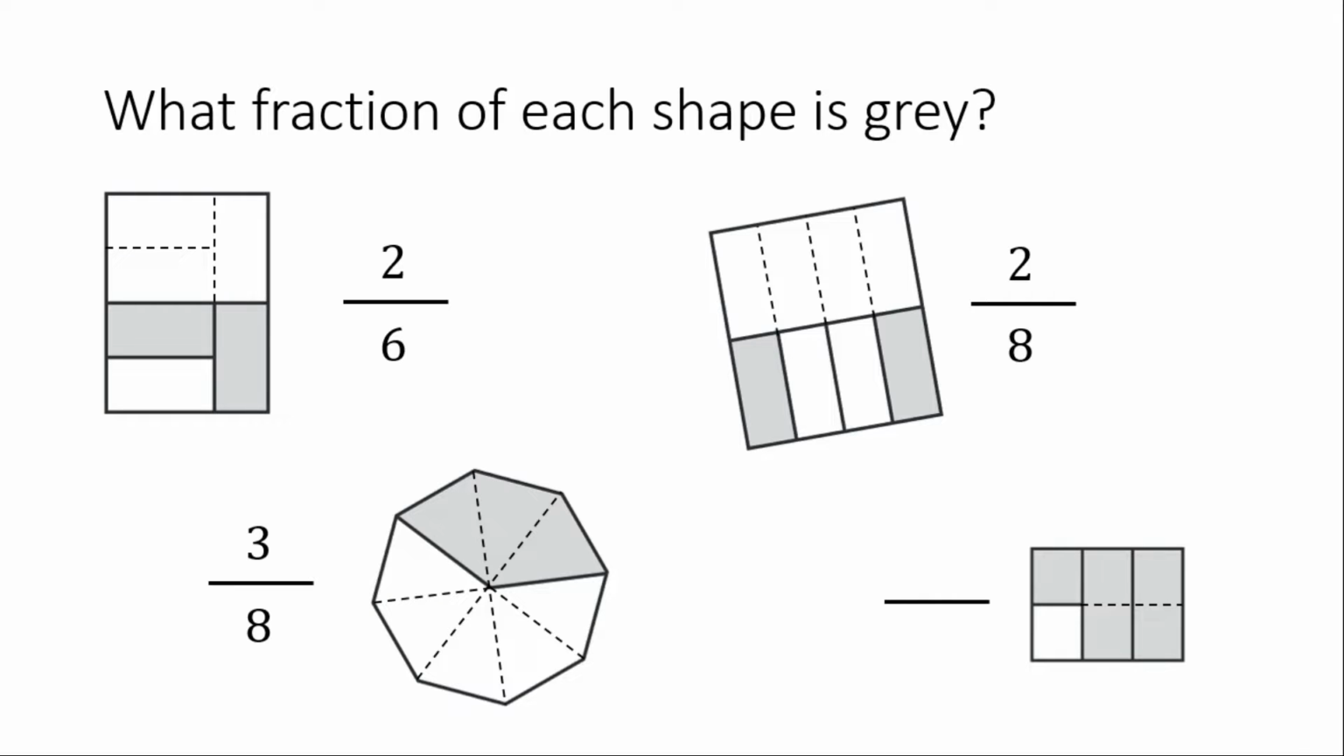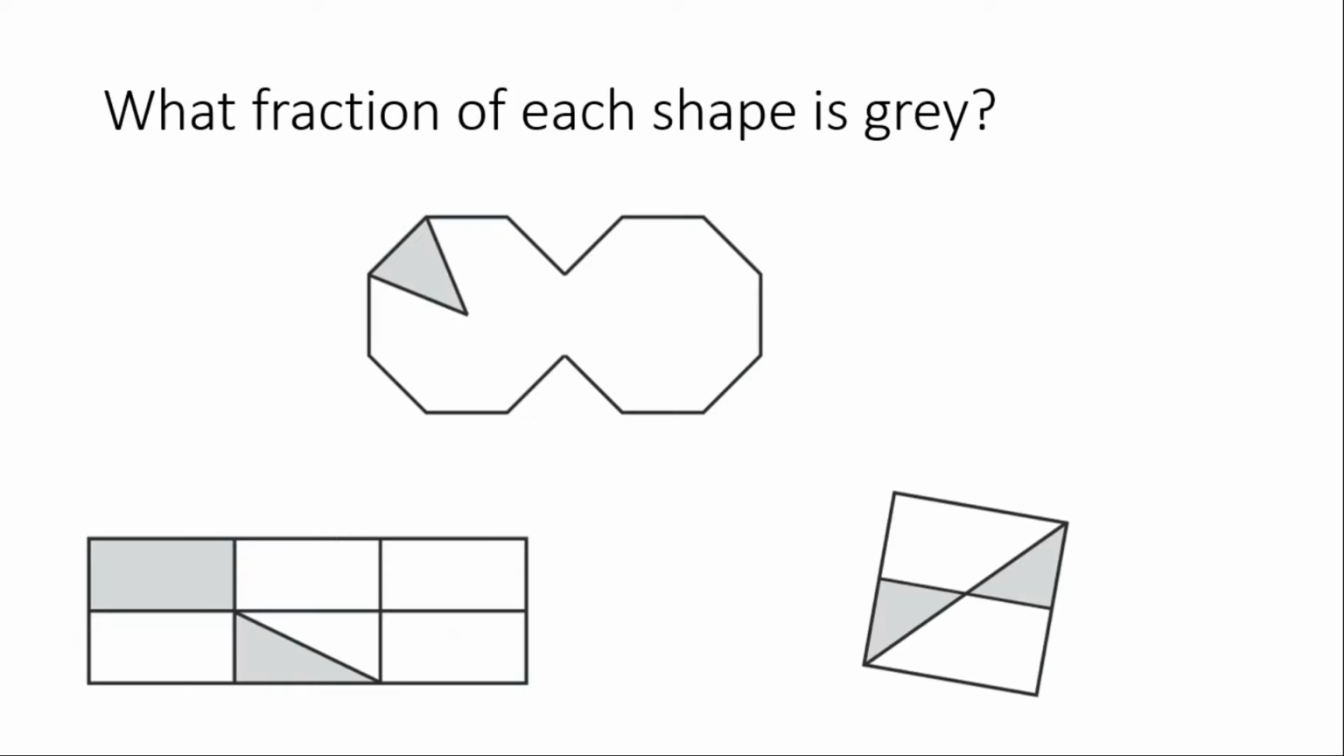And 6 equal shapes. How many are shaded in? 1, 2, 3, 4, 5. 5/6. Let's try 3 more. Again, I'm going to give you some time to figure it out, so press pause and then press play when you're ready to test out if you got them right.